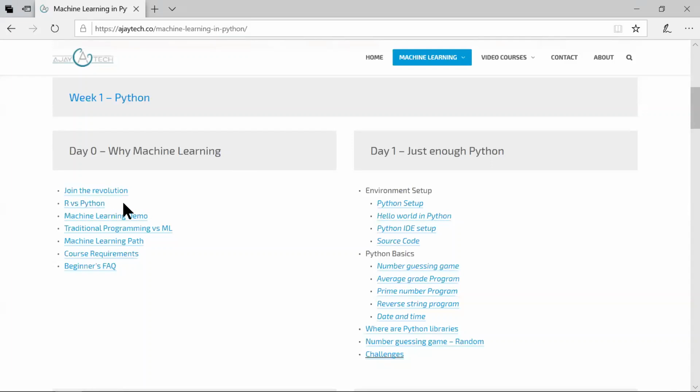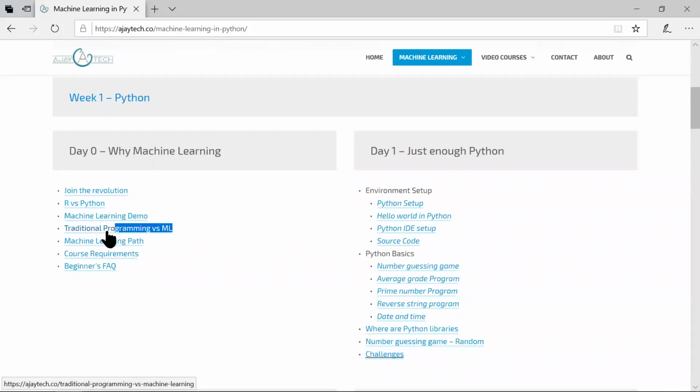Okay. Next, we'll talk about R versus Python, meaning there are a couple of languages that you can use to do machine learning and data science. We'll understand which language is better. We'll do a couple of small demos, so that you won't be overwhelmed. At the same time, we'll understand the crux of machine learning just with these small demos.